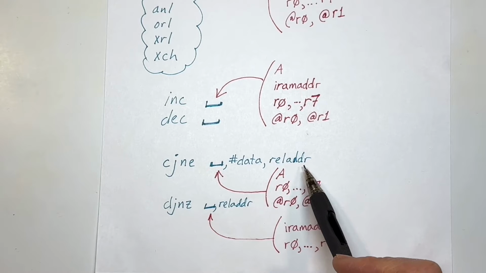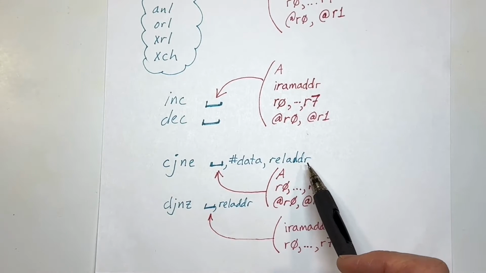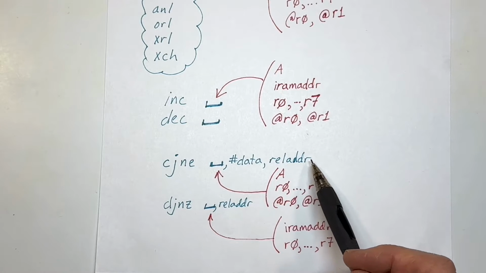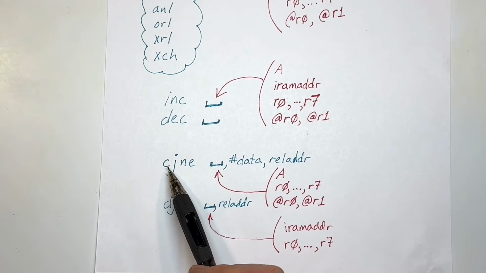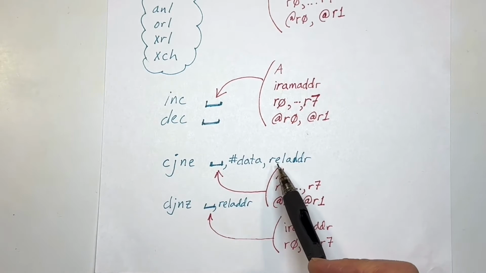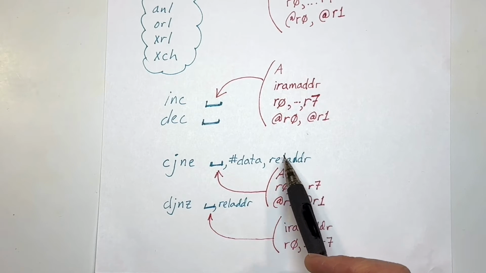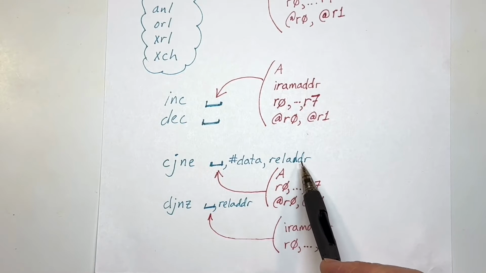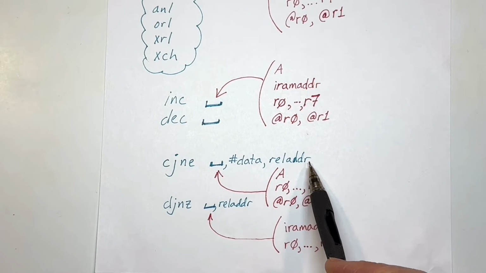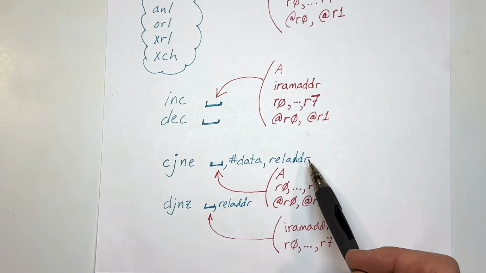That's a 1 byte offset from the program counter, more specifically from the address of the instruction that follows the conditional jump not equal instruction. So that's a minus 128 up to plus 127 offset from the address of the following instruction.